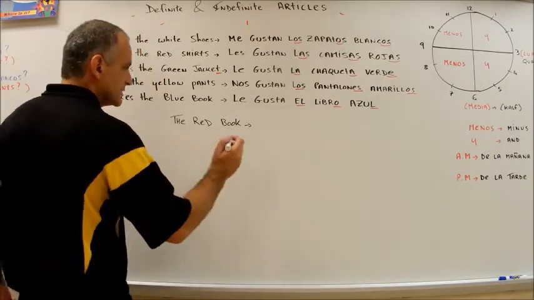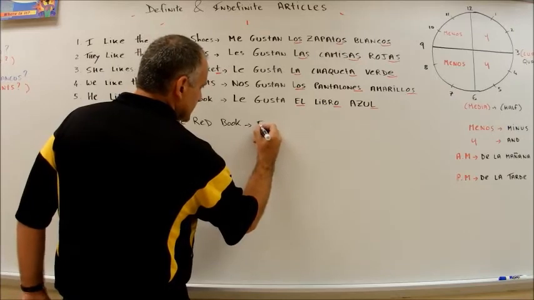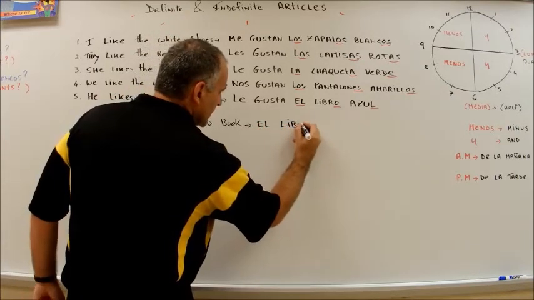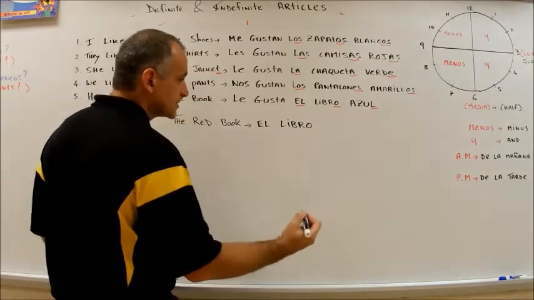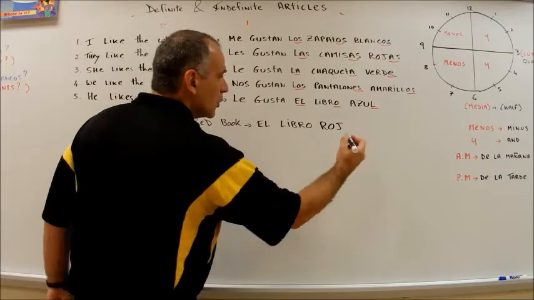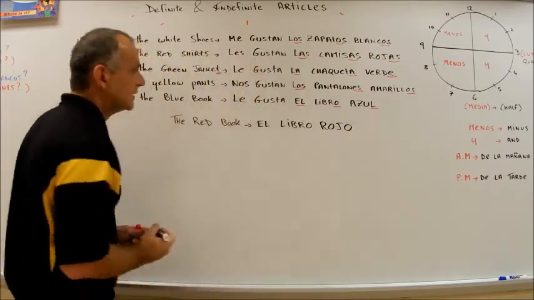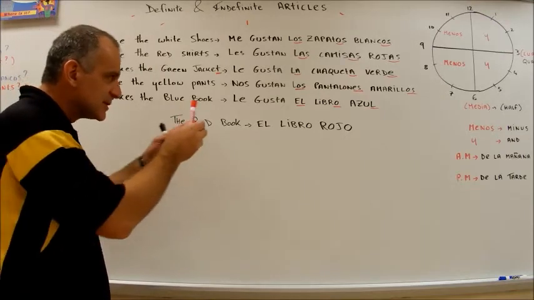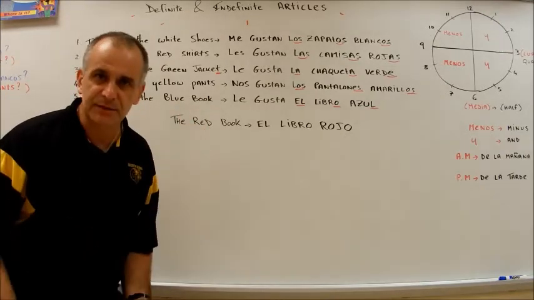So here we go. Let's do it. So you're going to say el. Okay, watch this. El libro, okay? And then you're going to define the color, which is red, okay? That's going to be rojo. Why? Just get this. Look at what's happening here. It's going to be rojo because it's masculine.